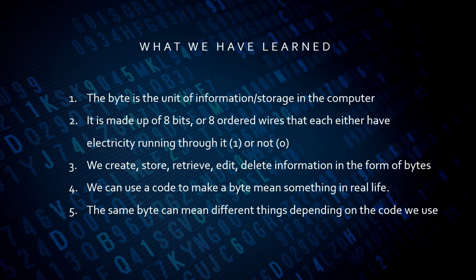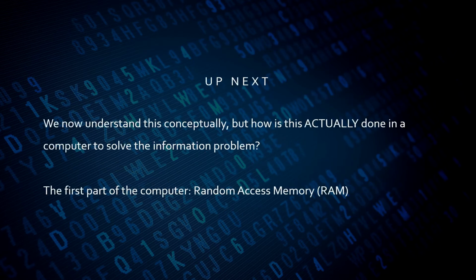However, one thing we have not gone through yet is exactly how these bytes exist as wires with electricity in a computer. How is this actually done in practice in a real computer? And so now we've reached a point where we're going to look at the first part of what makes a computer, and that is called random access memory, or RAM for short.